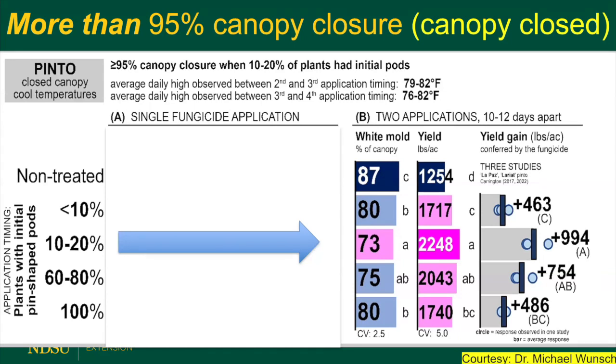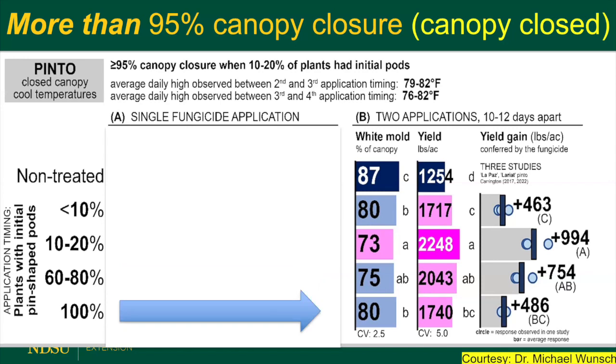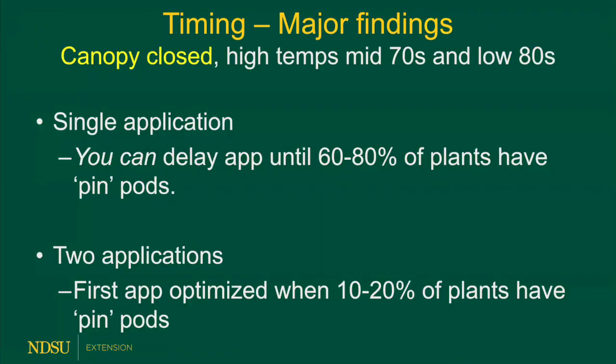And this is a yield increase in these trials, I should say, there's 3 studies combined, of almost 1,000 pounds. You still have a significant yield increase over the non-treated waiting a little longer, but that yield does start to drop and the disease starts to increase. Okay. So what does this mean? If you have a single application, even when the canopy is closed, you can delay that until 60 to 80% of the plants have pin pods in this environment that he's working with. However, if you're putting down 2 applications, get that first one on when 10 to 20% of the plants have pin pods. So you're going earlier.